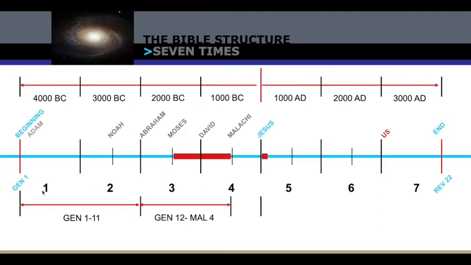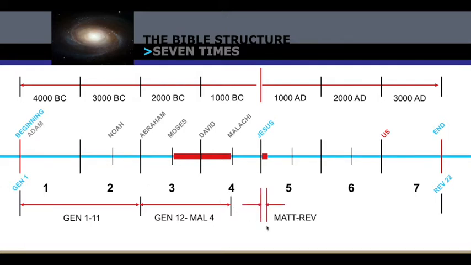When we look at this section down here, from Genesis 1 to Genesis 11, you've got 2,000 years of history recorded there. So it's very compressed and it's very concentrated. When we look at from Abraham through to Malachi, that's the rest of the Old Testament. You can see we've got 1,500 years just in that space. And that makes up the rest of the Old Testament.